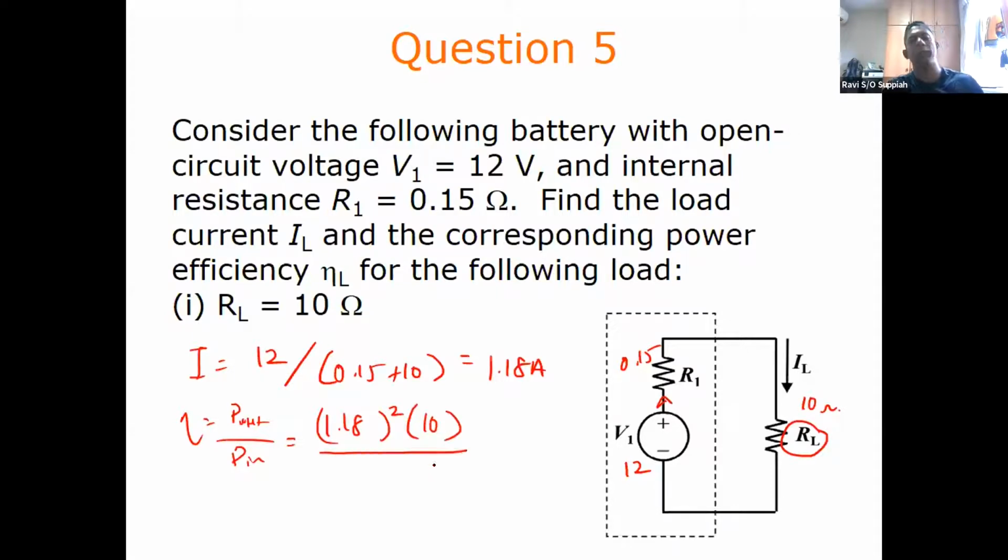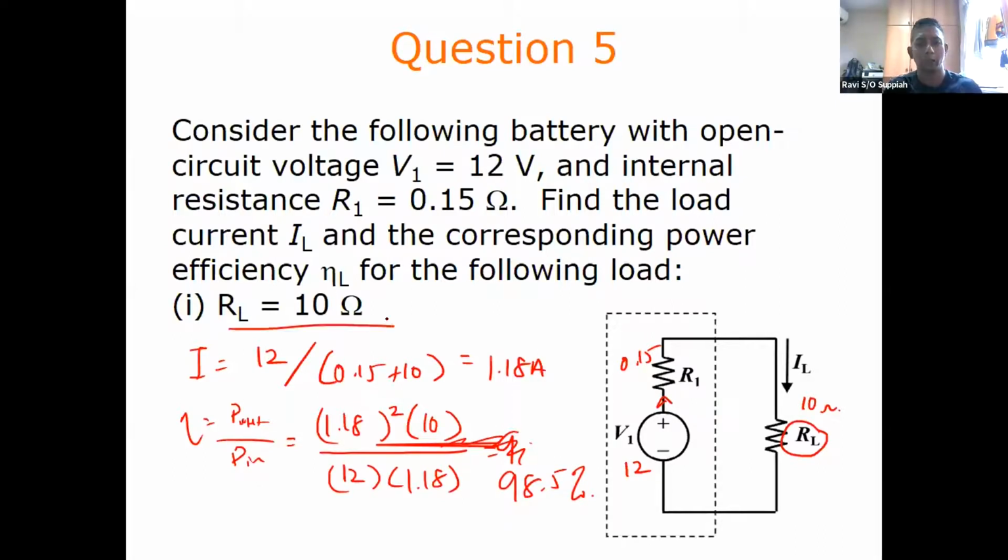And the input power is basically the power provided by the source. That means voltage multiplied by current. That would be 12 multiplied by the current, 1.18 ampere. So if you calculate all of this, you will get 98.5%. All that calculation, I leave it to you, but you should get around 98.5% for this. So that is the efficiency in this particular configuration where the load resistor RL is 10 ohm.